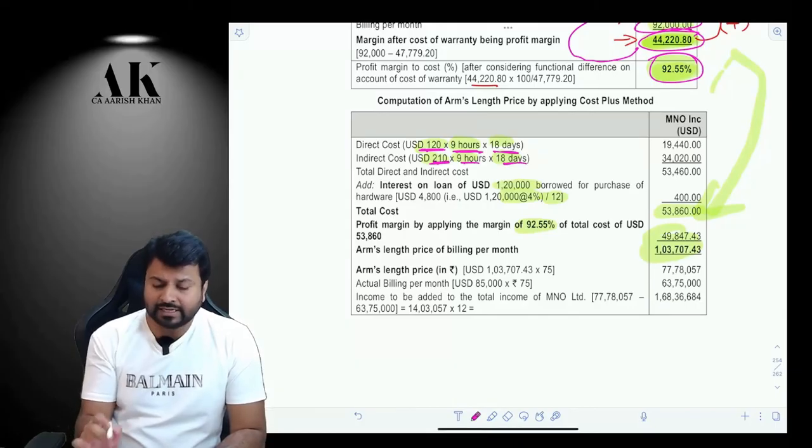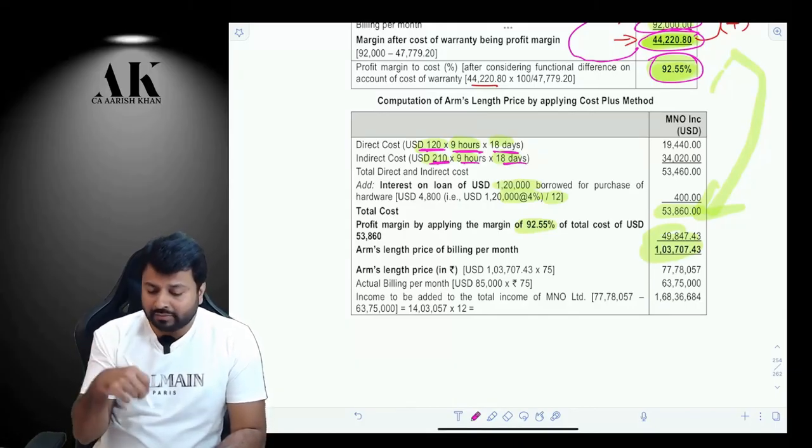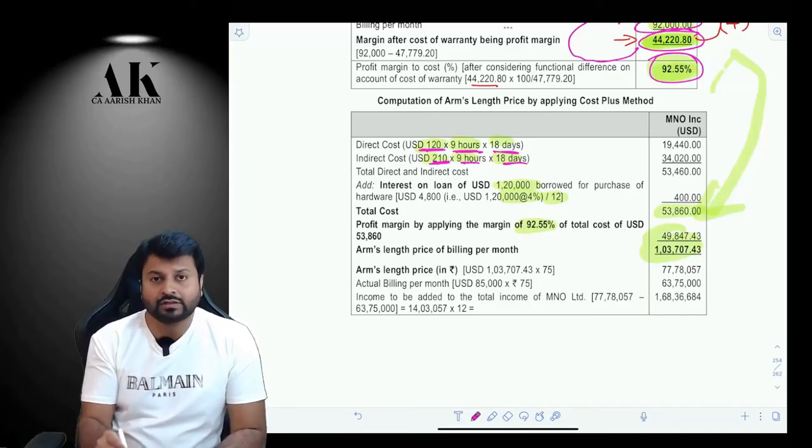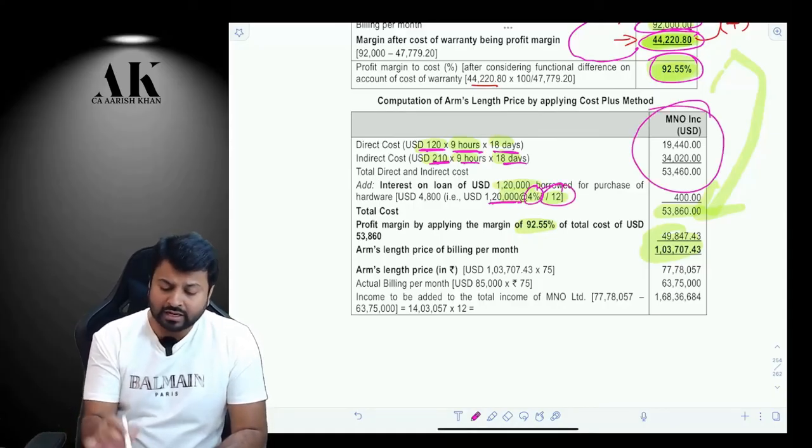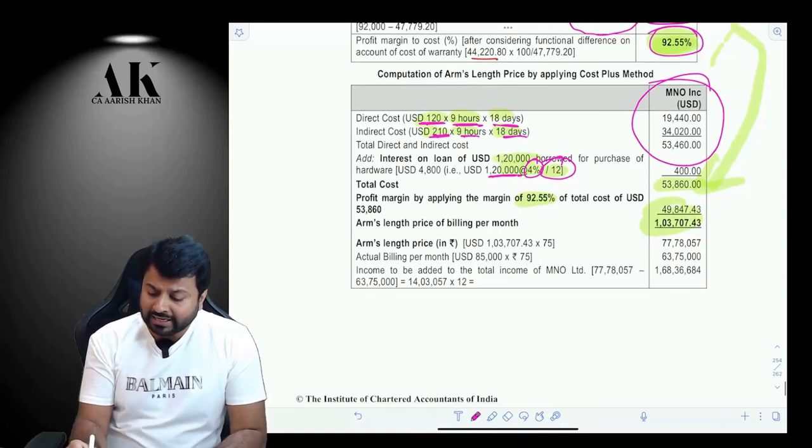Okay. Apart from that, I also take some loan from my associate entity. So if I take some loan from my associate entity, then I'm also liable for some interest payment. That also I have to add in the cost. So $120,000 into 4% into 1/12, because all this billing is only for a month. It's a monthly calculation. And this is my total cost.